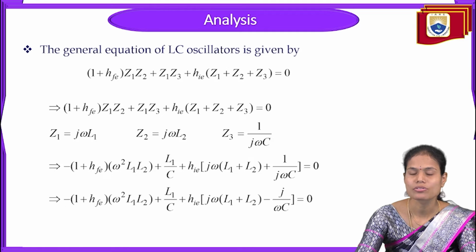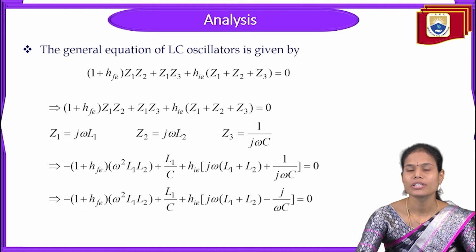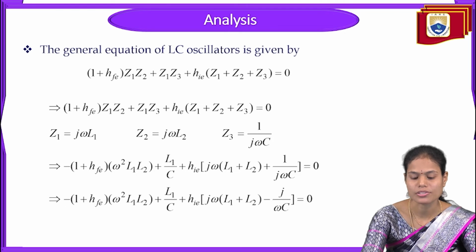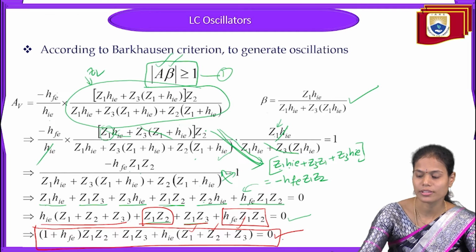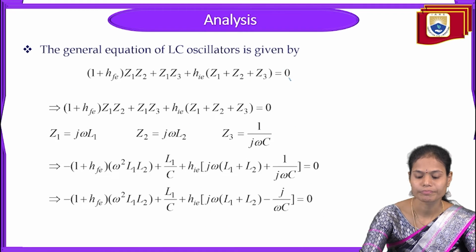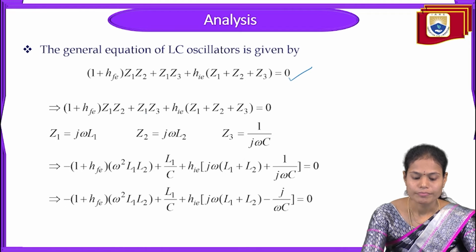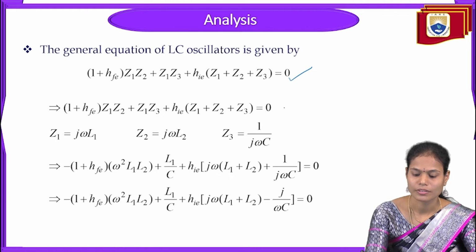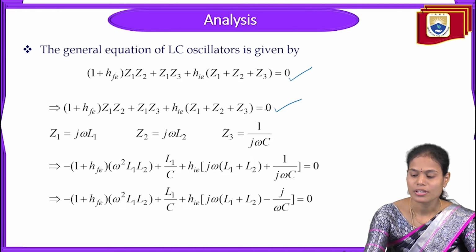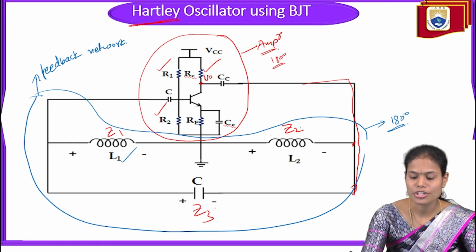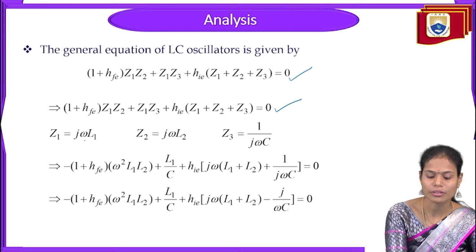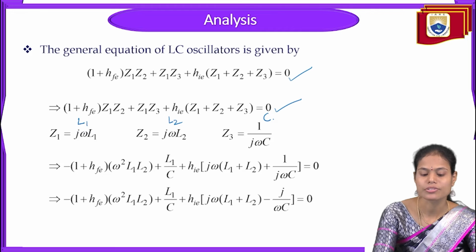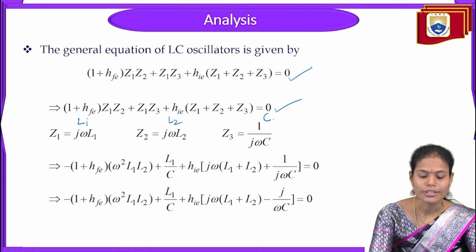Coming to the analysis of this Hartley oscillator, we take the general equation of the LC oscillator, which we just calculated: 1 plus HFE into this total thing. In this case, Z1 is nothing but L1, Z2 is nothing but L2, and Z3 is nothing but C. We are indicating these in terms of reactance here.